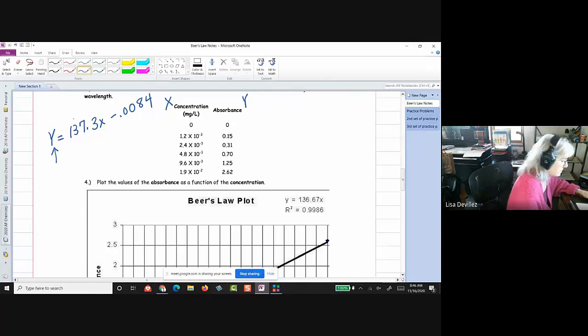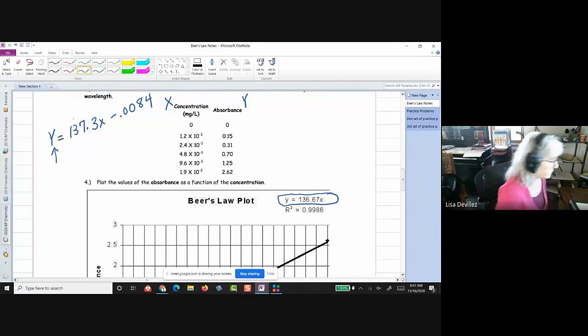And on most Beer's law plots, your y-intercept is typically 0, or with experimental data, it should be really, really close to 0. So that's why on this worksheet, they just dropped the y-intercept off of there, because it's so much smaller than what you're going to get from your 137.3x.